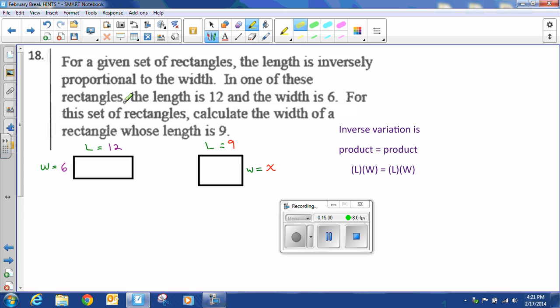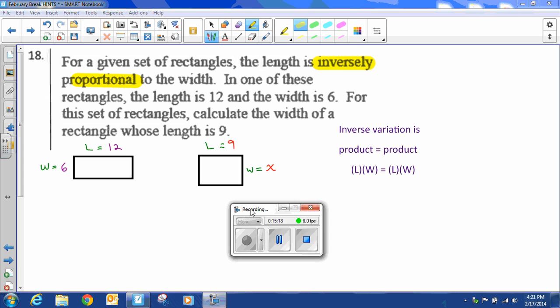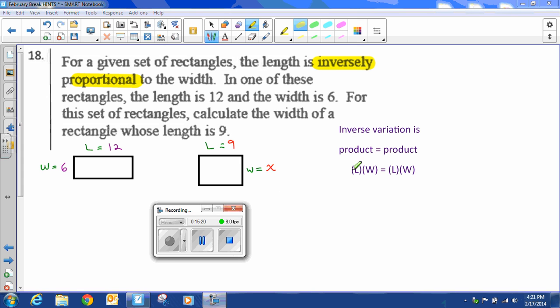Number 18, also inverse variation because it says inverse proportional. Here I drew the rectangles for you. One of these rectangles, the length is 12, the width is 6. In the other rectangle, the length is 9. What is the width? Well, you're going to set this up the exact same way. Length times width equals length times width. Solve for the unknown, which I've used as x.